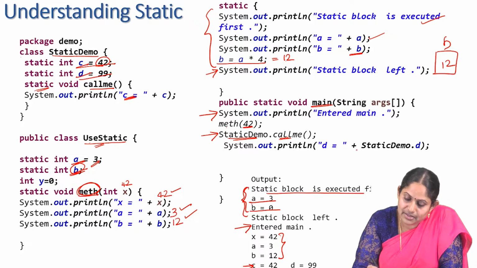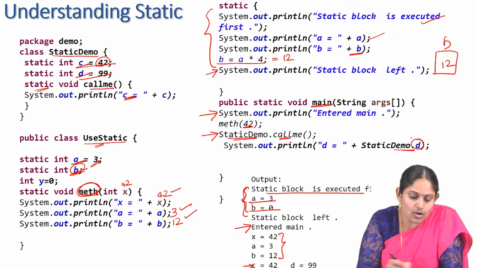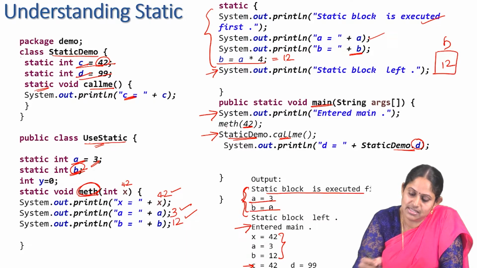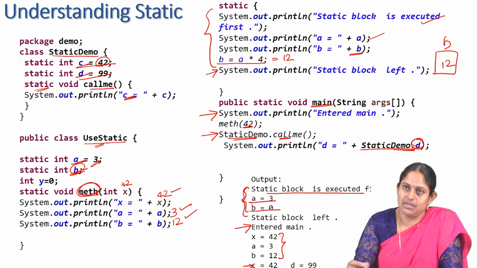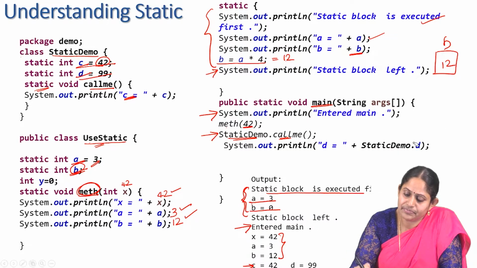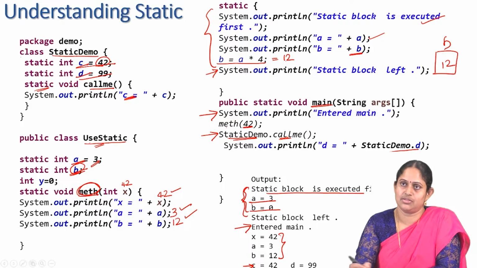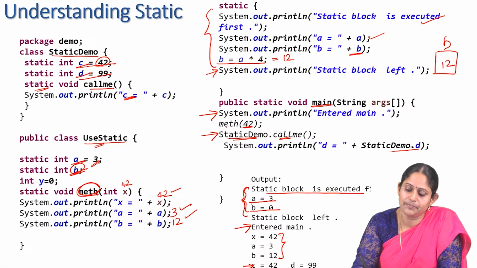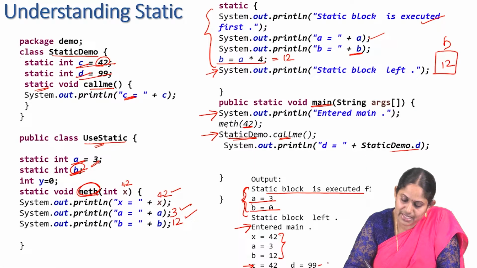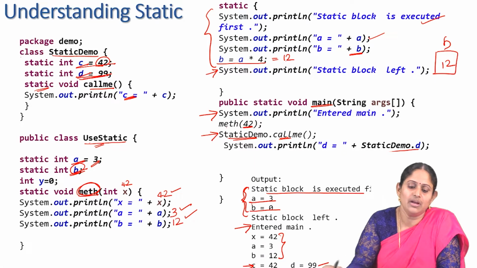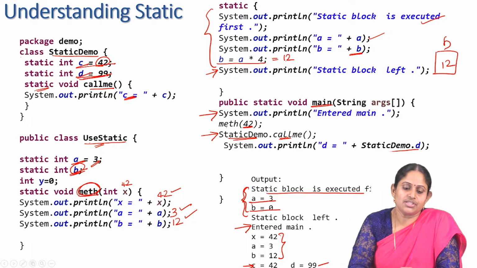Now we are displaying the static member D also, which is stored in the staticDemo class. Because of that, we have to use the staticDemo class name followed by the static variable. Since we are accessing the static variable D, we have to use the class name in which it exists. When we display it, we get 99 since D is initialized to 99. So this is about static.